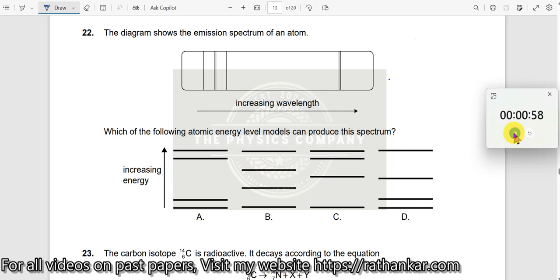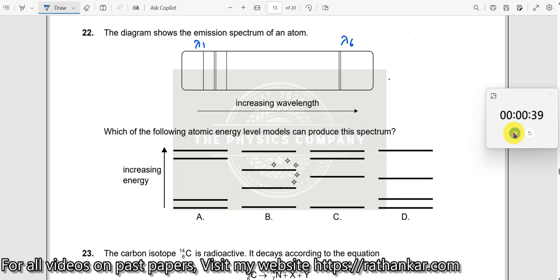Question number 22. Shown here is a spectrum of an atom with wavelength increasing. Let me call this wavelength lambda 1, and let me say 1, 2, 3, 4, 5, 6. This is lambda 6 here. Which of the following energy levels can produce this spectrum? There are levels given here.